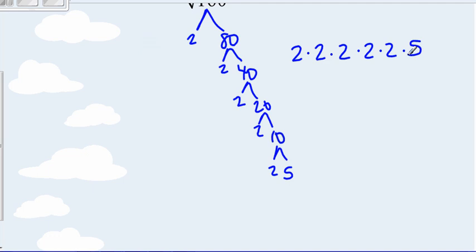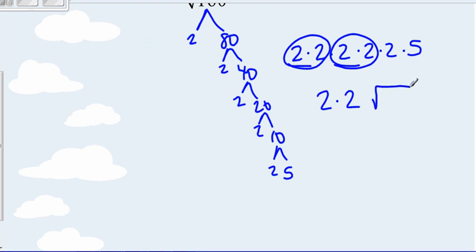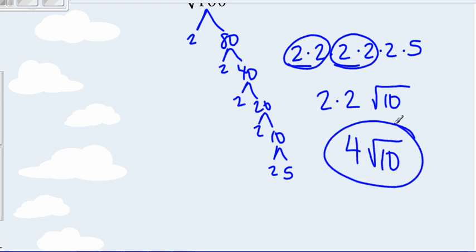Okay, so I have one pair of 2's and another pair of 2's. So that's 2 times 2 on the outside of the radical, and 2 times 5 on the inside, or 10. So I'm going to get 4 square root of 10 as the simplified form of my radical. Again, you can solve these using either method. It's whatever works best for you.